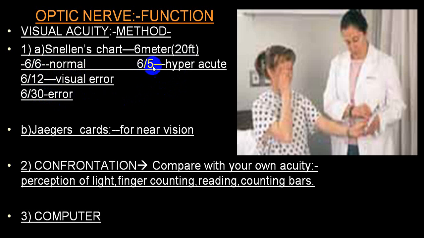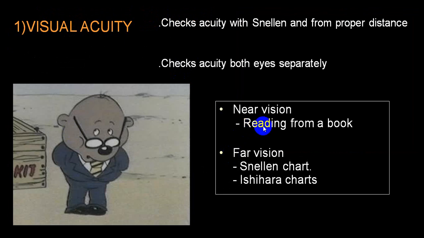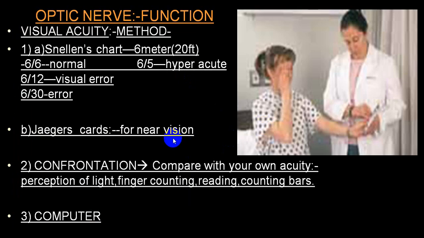And if a person has got 6 by 5, that means hyperacute. That is very good. You can use the Jaeger card, or we call reading books, etc. for near vision. A rough method is the confrontation method, where you compare your own acuity by perception of light, finger counting, reading, counting bars, etc. of the person. This is very important if any person has got corneal opacity or lens opacity like cataract, etc.